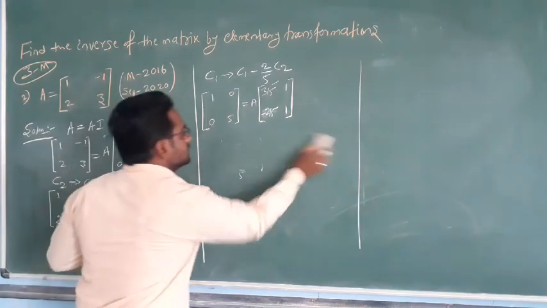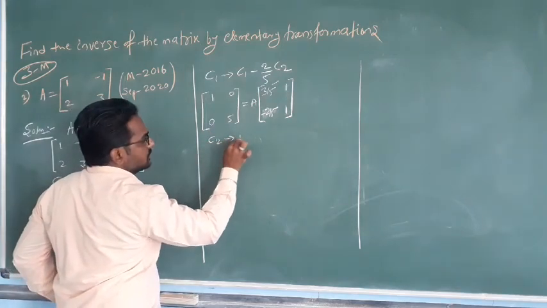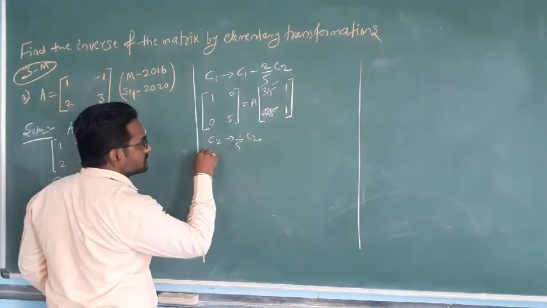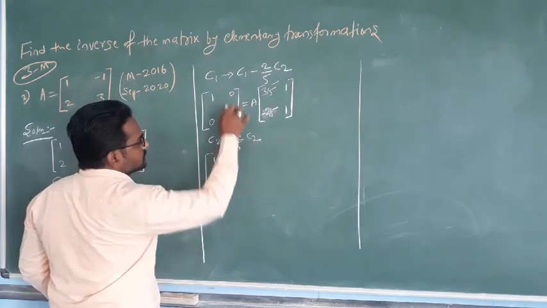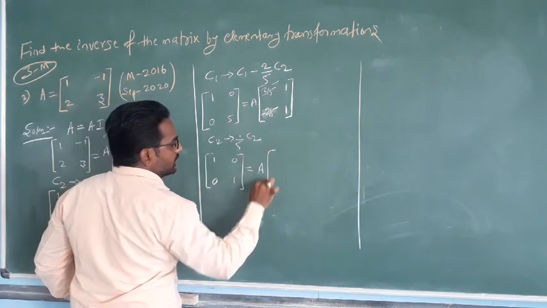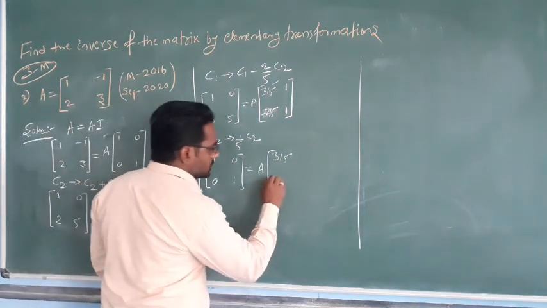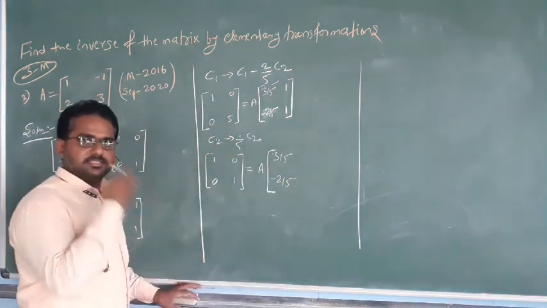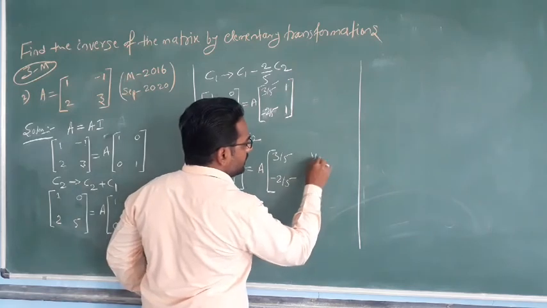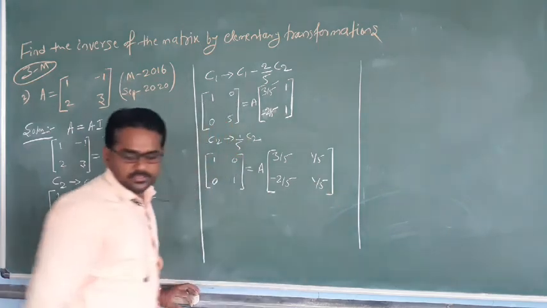Okay, so next you have to convert this into 1. So C2 changes to 1 by 5 C2. What will we get here, students? 1, 0. So 0 into 1 by 5 is 0. 1 by 5 into 5 is 1. A equals, the C1 value doesn't change because we are applying it for C2. So 3 by 5, minus 2 by 5 are the C1 values. Next, C2 changes to 1 by 5 into C2. So 1 by 5 into 1, that is 1 by 5.